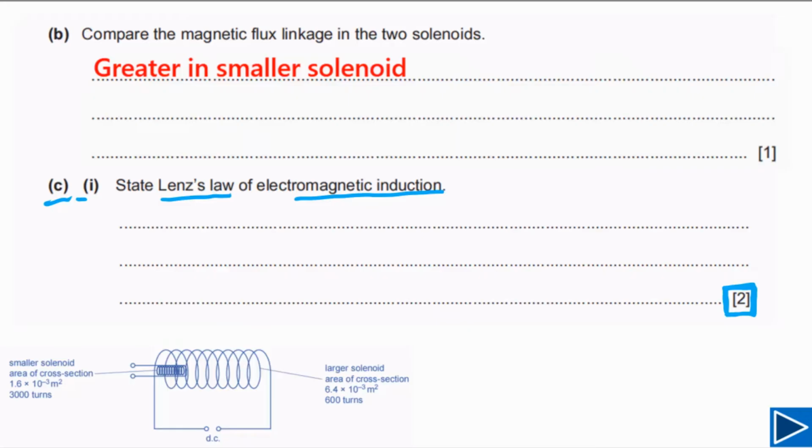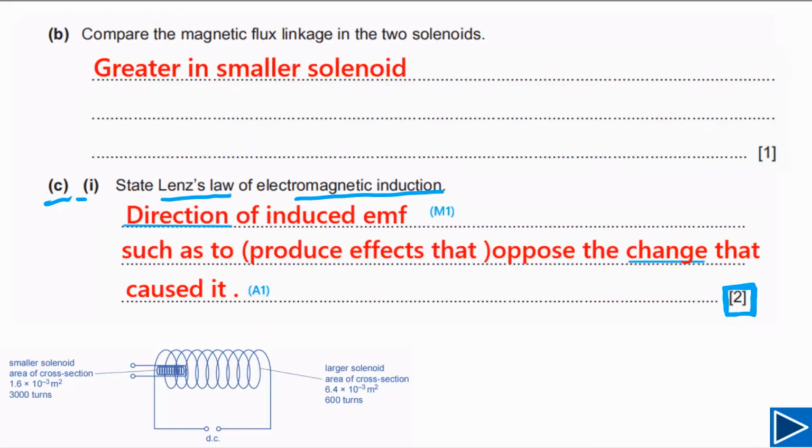So let me show you how to state this one. In your answer, you have to mention direction of induced EMF, meaning the polarity of induced EMF, and this has 1 mark, M mark, and this is a must mark. You have to state in your answer direction of induced EMF. If you didn't write direction of induced EMF in your answer, you will not get this mark, and you will also not get the second mark because the second mark is depending on the first mark.